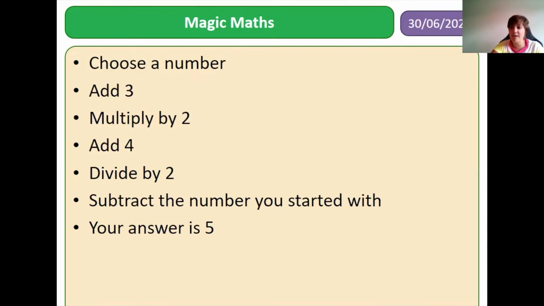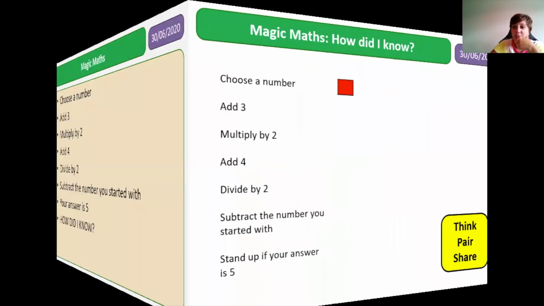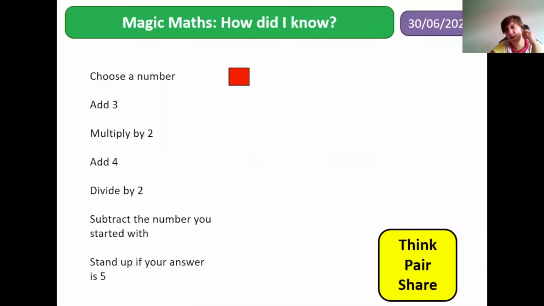And how do I know that? Well, I can use some sort of pictorial representations here to tell you how I know what you've done. So I'm going to say you've started with a number, and I'm just going to use a little red block to represent that number.